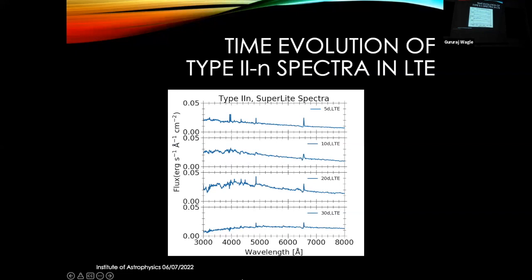So here is a test that we conducted for type 2n supernovae, where the spectrum at various stages of evolution is produced using SuperLite. So again, the stellar profile for this progenitor, the ejecta evolution, hydrodynamic evolution, were taken at different times, and these profiles were processed using SuperLite. And as you can see, we get the prominent H alpha line in our spectrum. And at about 20 days, when it's closest to the interaction region, you get the strongest H alpha line.